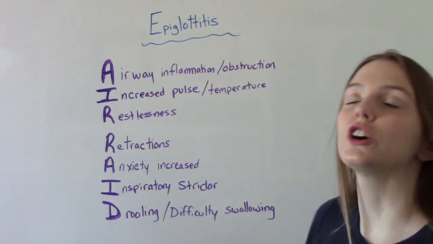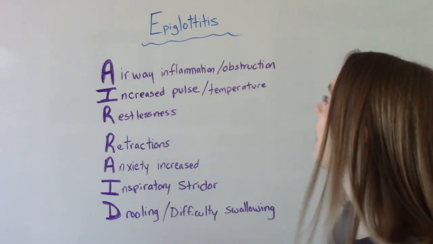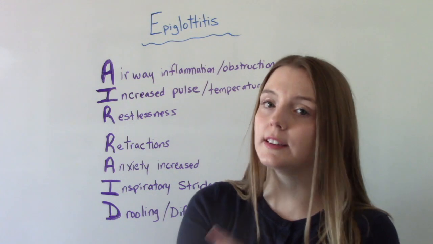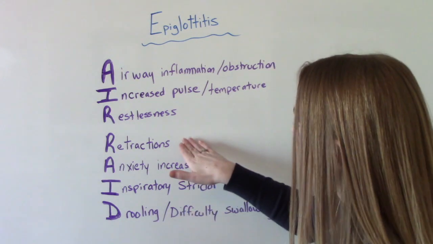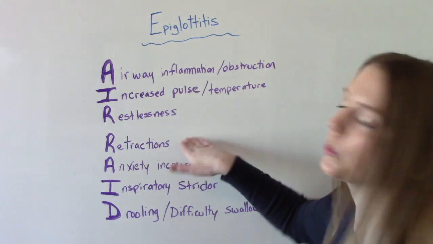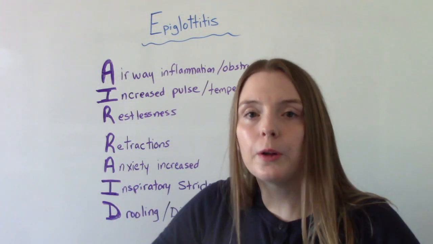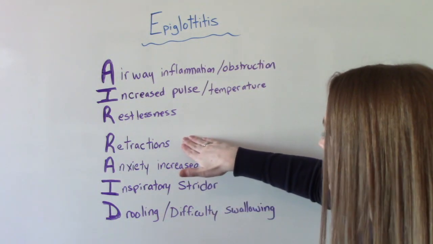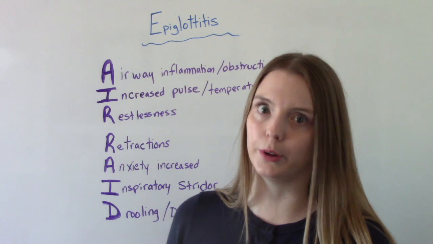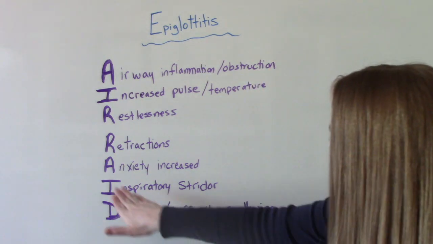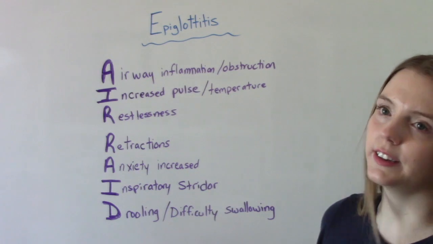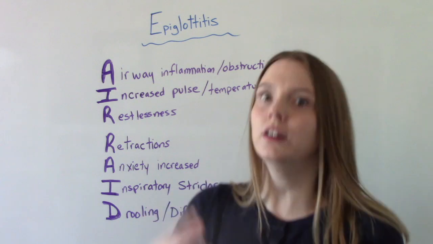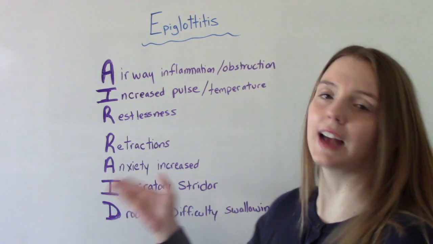So epiglottitis can occur to anybody at any age, but is usually associated with pediatrics, with children. Little ones, infants, when they have a hard time breathing, what they do are something called retractions, which is where they use their abdominal muscles to help them breathe. So when a baby is having retractions, it's a sign that they're having a hard time breathing. A is for anxiety increased, right? Because when you can't breathe, you panic, right? You have that natural reaction. So anxiety increased.